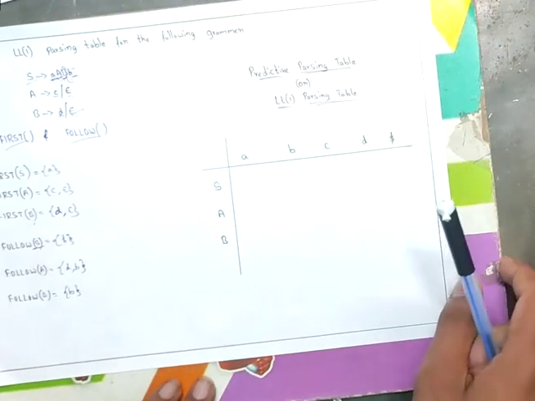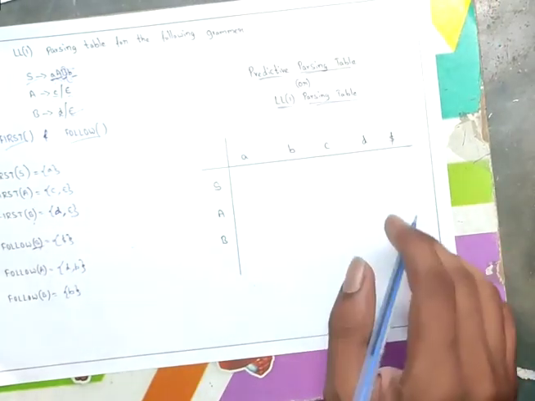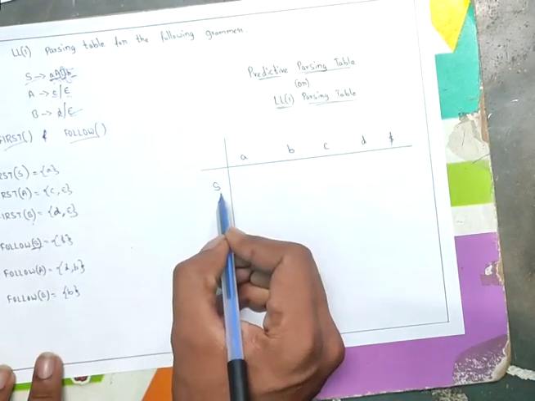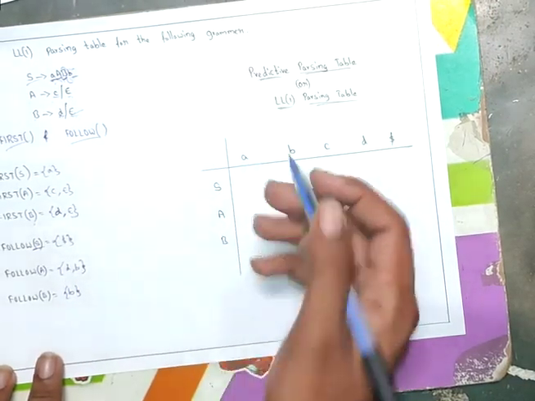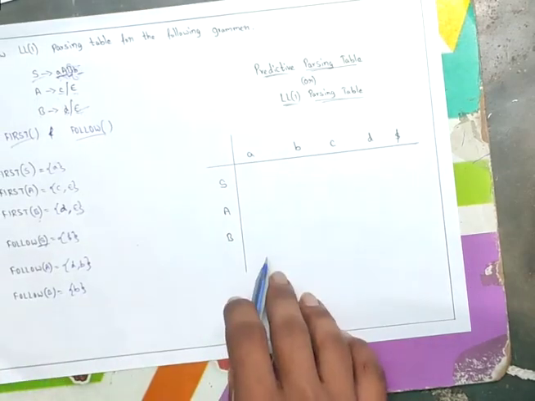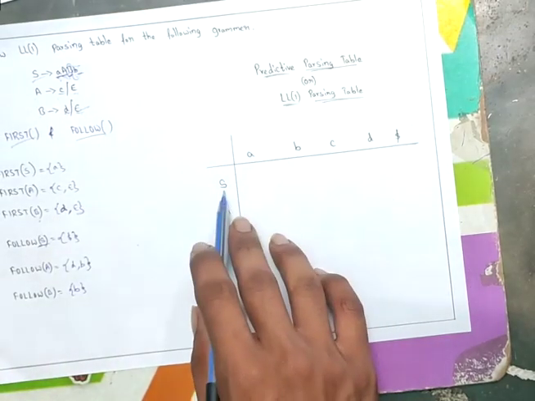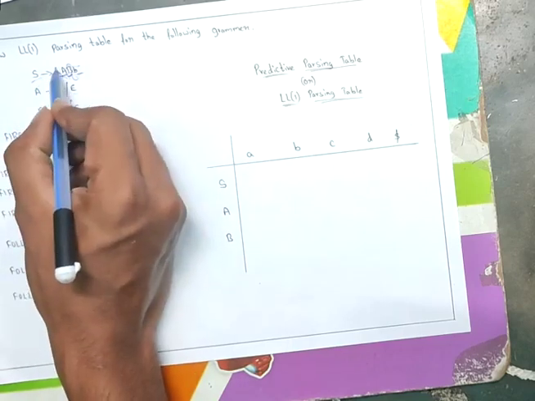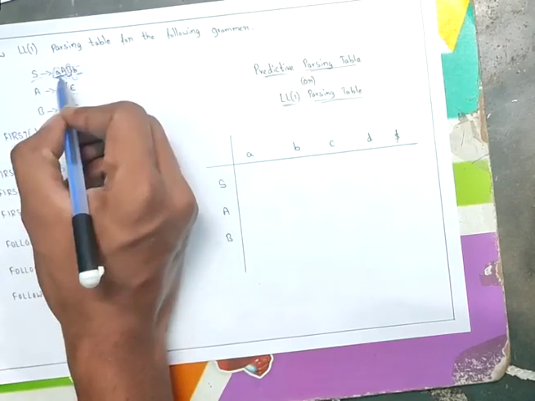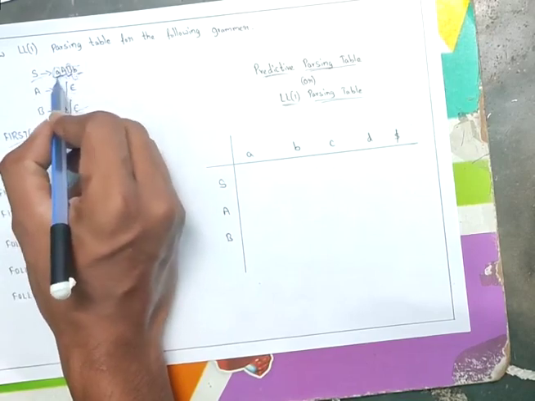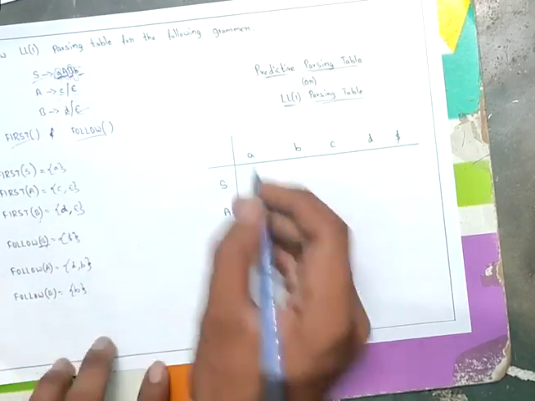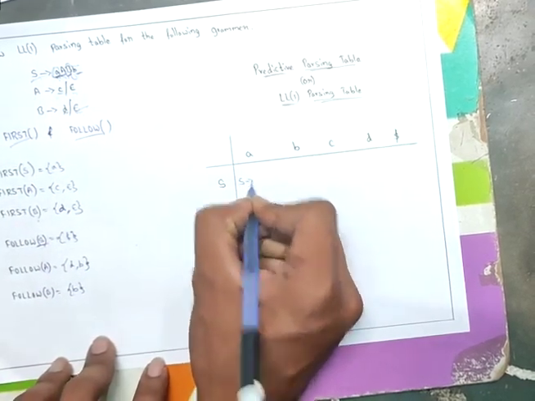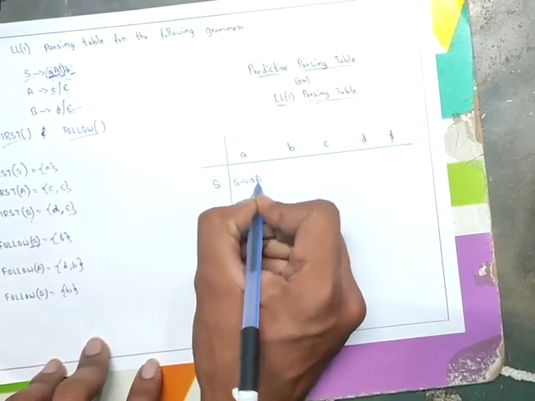Now we have to draw the parsing table. First we have to consider the non-terminal S. Here for S, the first element is small a. So we have to write this production rule under the small a. So here capital S goes to small a, capital A.